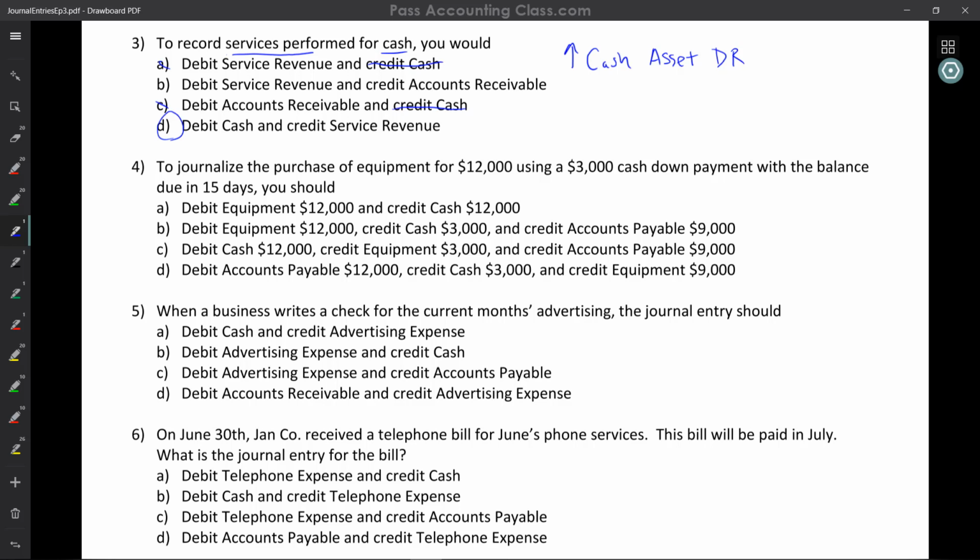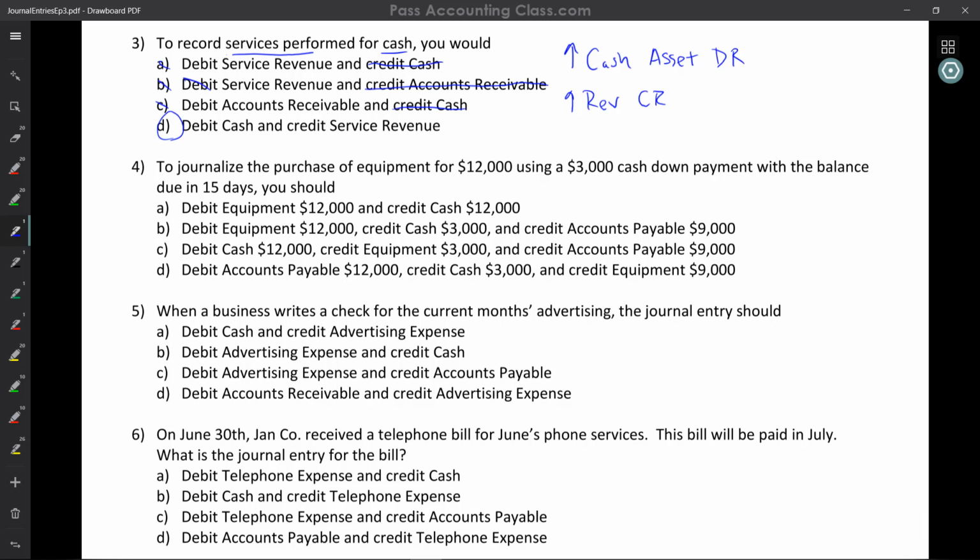So when I look at B, I'm looking at service revenue, and revenue went up. And if it went up, that means that we need to credit it because the normal balance of a revenue account is a credit, so we increase the balance of a revenue account by crediting it. So here, we wouldn't debit service revenue, and it has nothing to do with accounts receivable because we received cash.